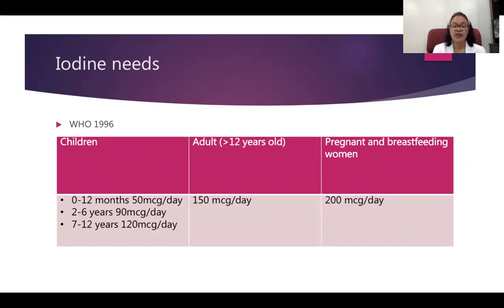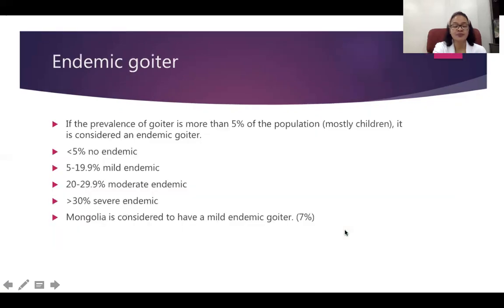For children 0 to 12 months, I've shown this already to you. How much do we need? For 0 to 12 months, it's 50 micrograms per day. 2 to 6, 90. 7 to 12, it's 120. For adults, it's 150. And for women who are breastfeeding and pregnant, 200 micrograms per day.